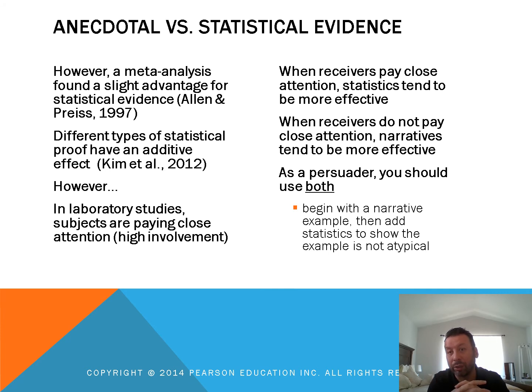As a persuader, you should use both. Begin with a narrative, telling a story, and explain and add the statistics to show the example is not atypical. So what happens is that it's not just about giving the numbers, it's about telling the story and then having the numbers to support your story, have the story make sense.